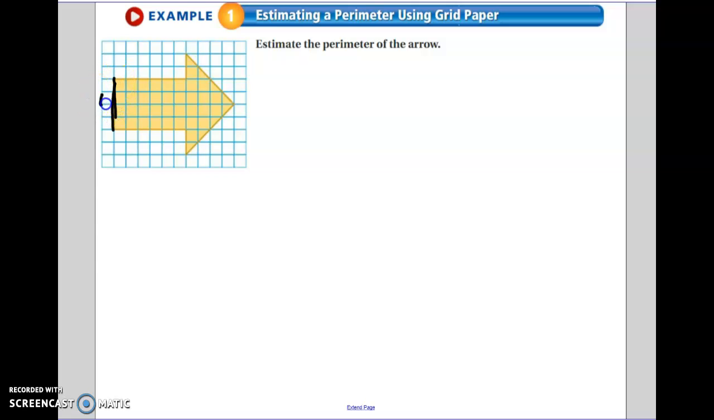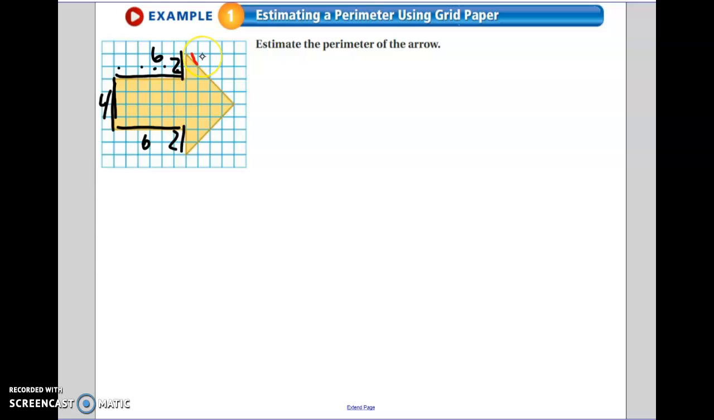squares. So the distance of that side is 4, the distance of this side is 1, 2, 3, 4, 5, 6, which means the distance of this side is also 6. This is 2, this is 2, and this is where it gets a little bit tricky. These diagonal lines going diagonally through the boxes are not one unit. The distance in the middle going through the box is about 1.5. That's what we're going to estimate it to be.